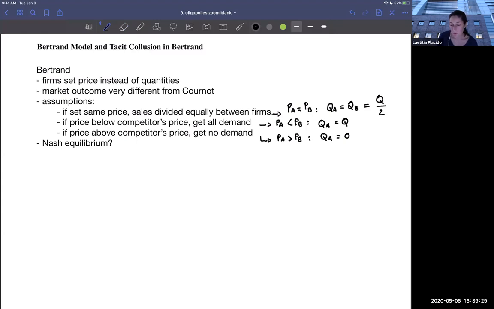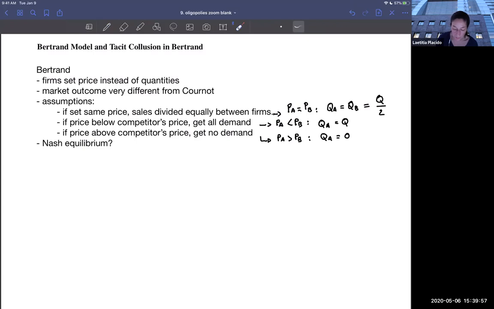So you don't need to solve anything here to find the Nash equilibrium. You just need to think a little bit about what would be the best response for, say, firm A to any of the price set by firm B. So take the situation where firm A sets the same price as firm B. Can this be a Nash equilibrium?